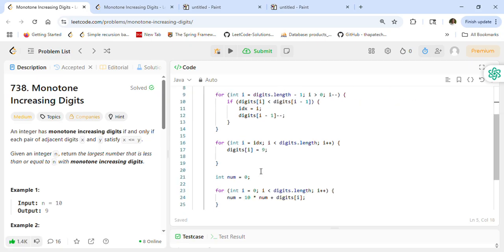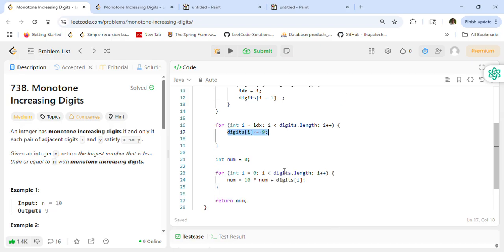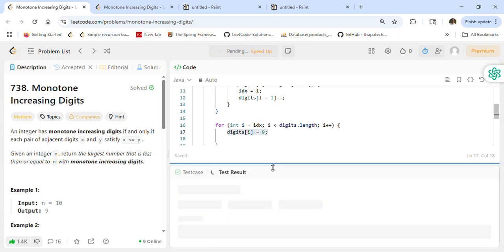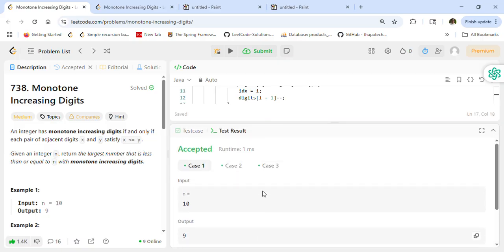It's very simple. First we have identified the index and reduced the digit by 1 for the index which breaks the property, and after that we put 9 for those remaining digits that I showed you here, and then convert the digits array into an actual number. So give it a run, make sure it compiles and works correctly against the test cases. The test cases are being passed, as you can see, and we are getting correct answers.